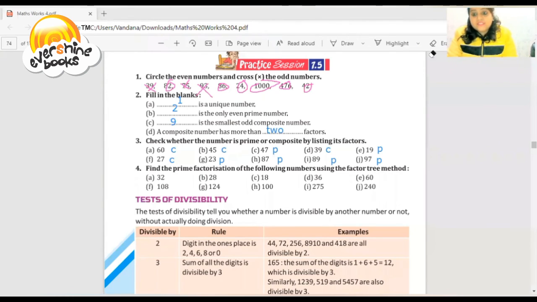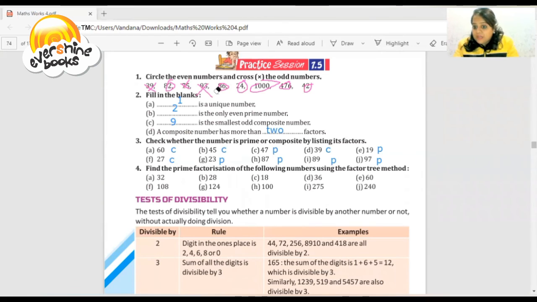Now students, this is your exercise 7.5. Okay. So you have to circle the even numbers and cross the odd numbers. This is your number 39. You have to cross this. 82, you have to circle this number. 75, you have to cross this number. Look at the digit at the ones place. If it is 1, 3, 5, 7, 9, then this number is an odd number. Okay. 93, you have to cross this number.